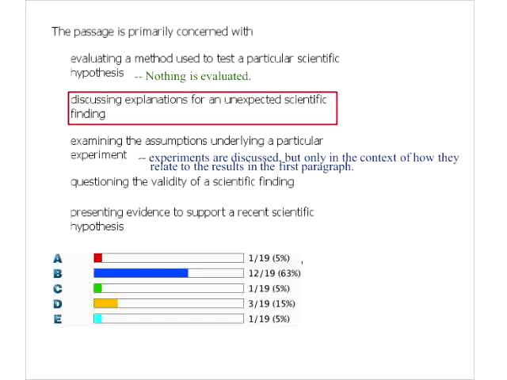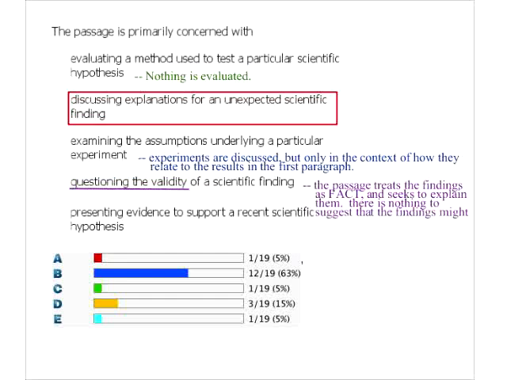Like, these words would mean that they actually said these findings might be wrong. So, absolutely not. The passage treats the findings as fact and seeks to explain them. There is nothing to suggest that the findings might be wrong, which is what that would mean.